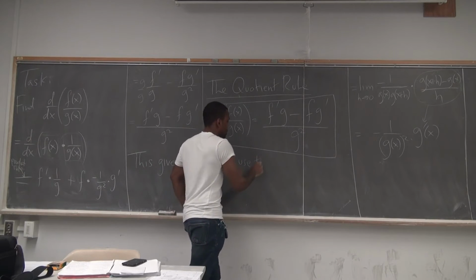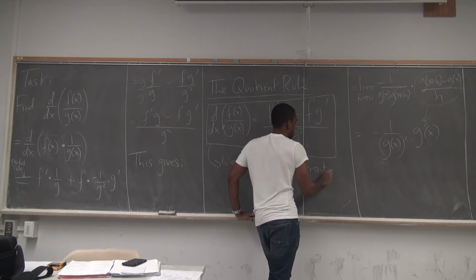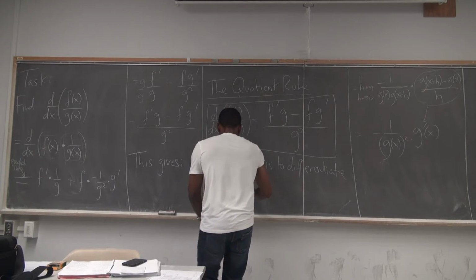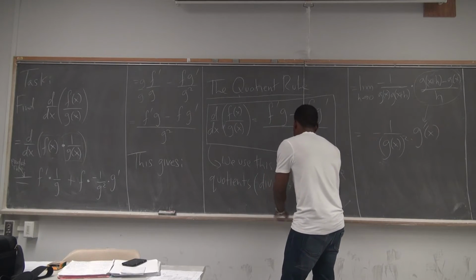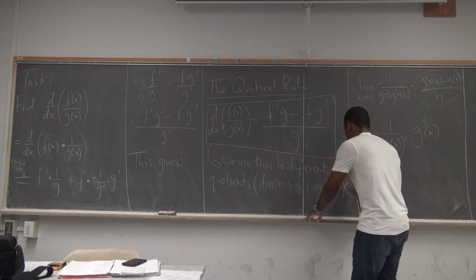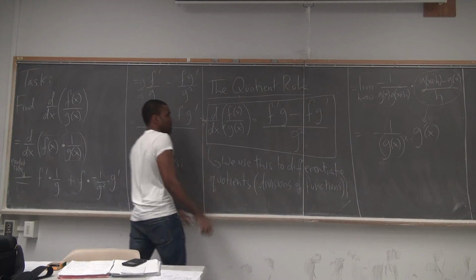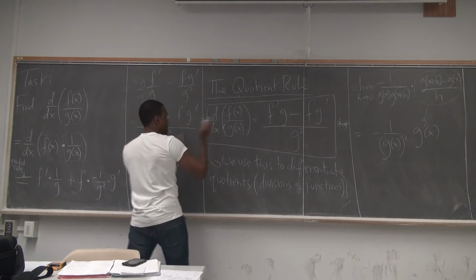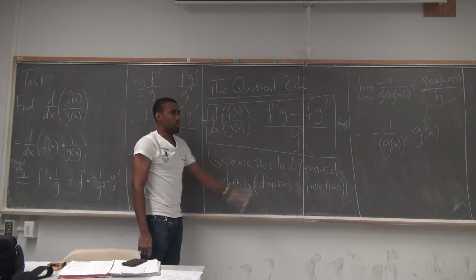We use this to differentiate quotients, or divisions of functions. And this is something we know now. You don't need to know how I derived it, but you need to know this. If you want to differentiate one function divided by another function, that's the rule.